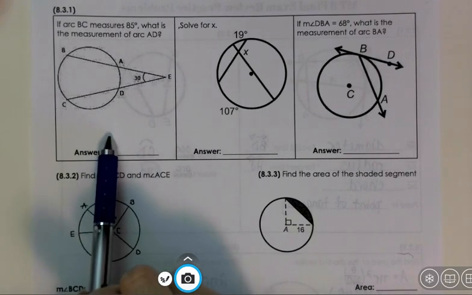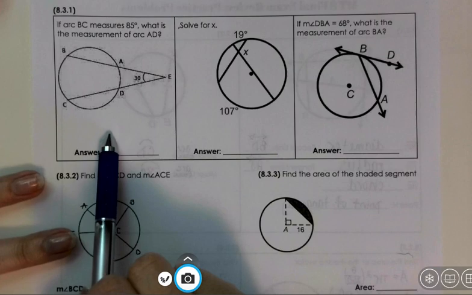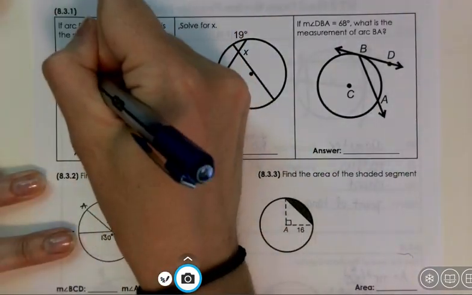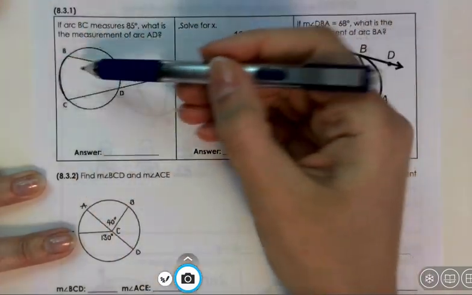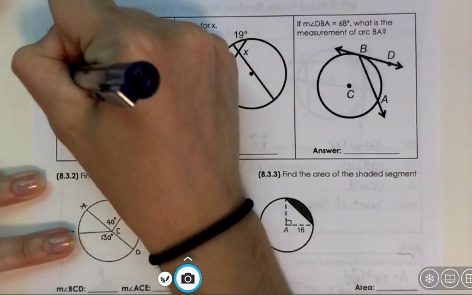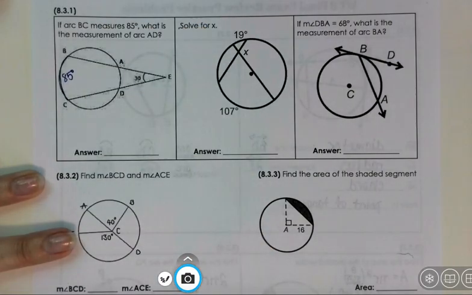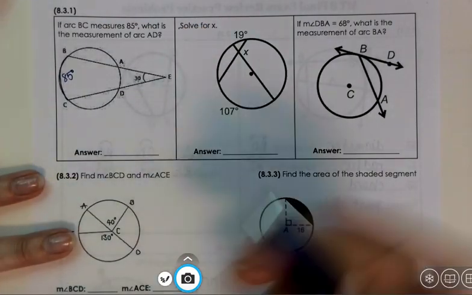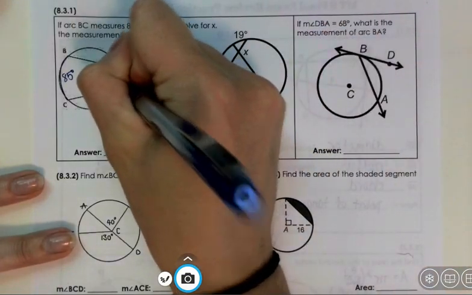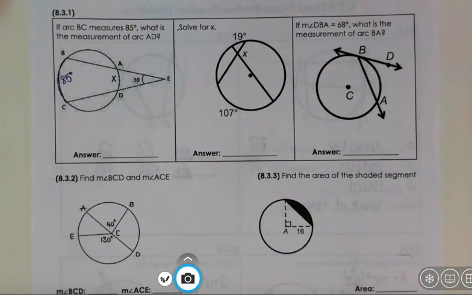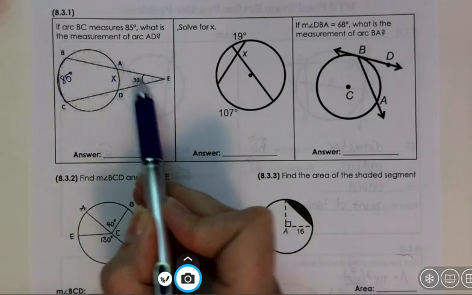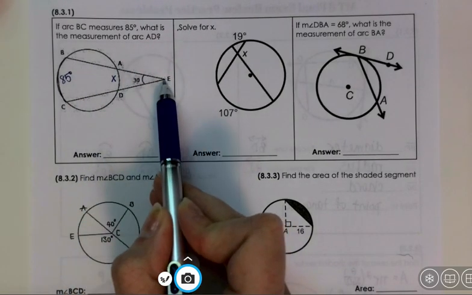So for this first one, if arc BC measures 85 degrees, I'm going to label that on here. So BC is this arc right here, so that is 85 degrees. And I'm trying to find the measure of arc AD. So AD is this one, and I'm going to put a variable there, X. I am given the measurement between those lines when they meet at point E.